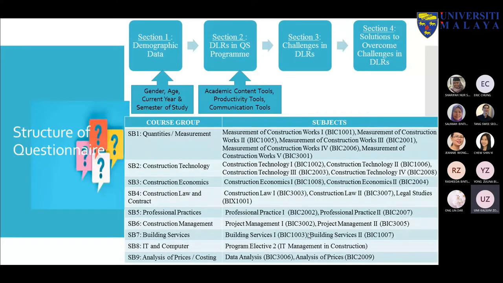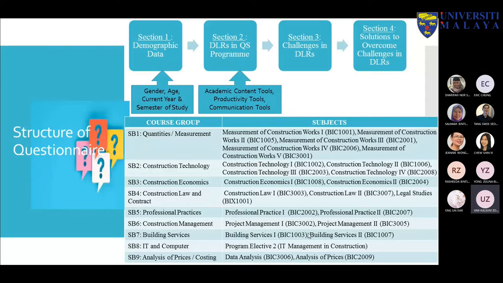The questionnaire is structured into 4 sections. The first section is on the demographic data, whereby we are focusing on the gender, age, the current year, and the semester of study for all of the students who are involved as respondents in this research. The second section is on the digital learning resources in the quantity surveying program. Therefore, we would like to know what are the frequently used and the most visited sites or databases by our students in the digital learning resources. Section 3 is more towards the challenges in the digital learning resources. Section 4 is on the solutions to overcome the challenges in the digital learning resources.